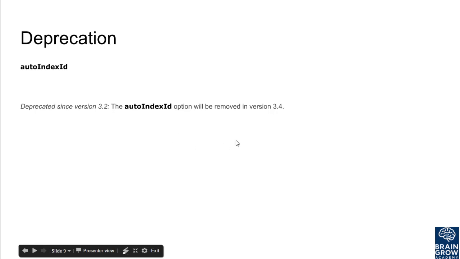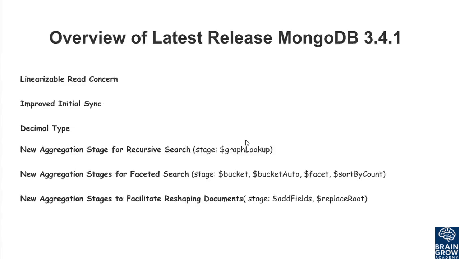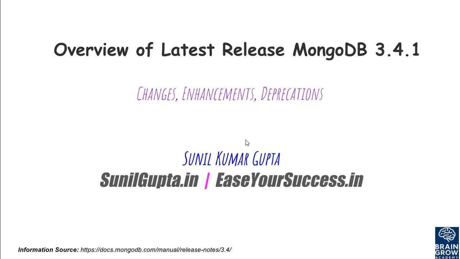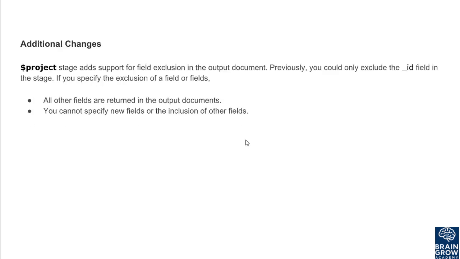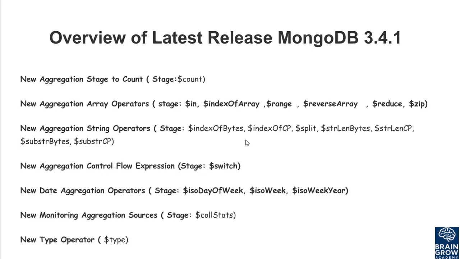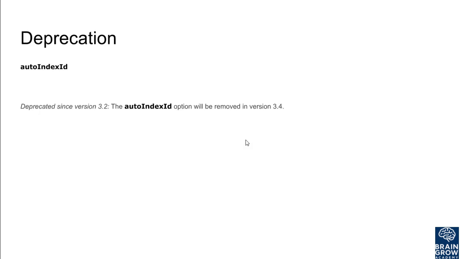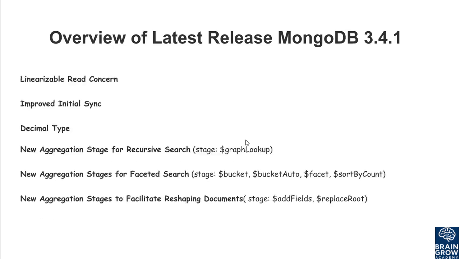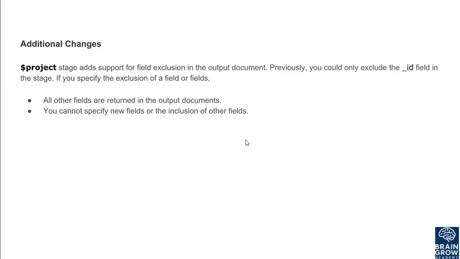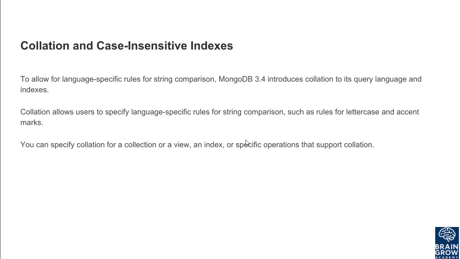Okay, so these are the enhancements, changes and deprecations that came along with the latest MongoDB stable release, that is 3.4.1. I'm going to give individual lectures for each of these changes and deprecations, and we'll understand how things like aggregation, linearizable read concern, initial sync and the decimal type work in 3.4.1. So stay tuned to this course, and I will update it with new lectures soon.